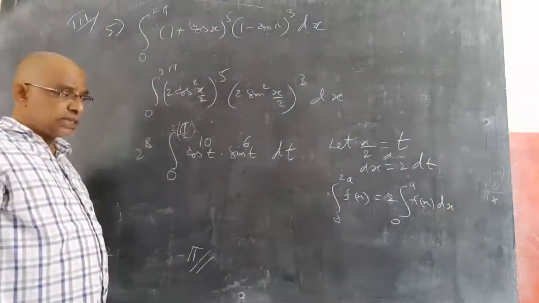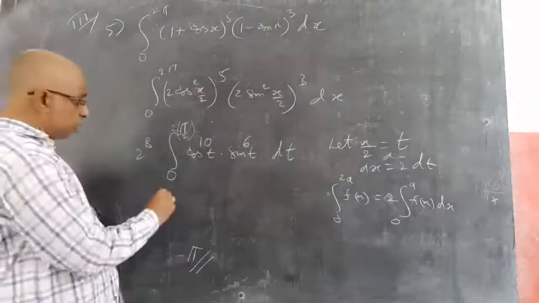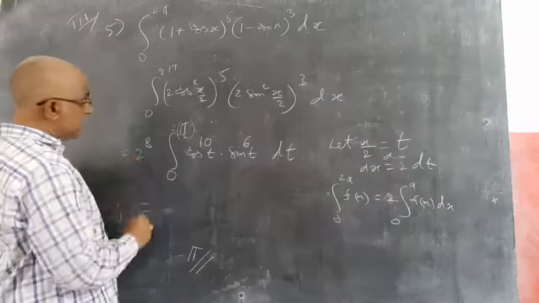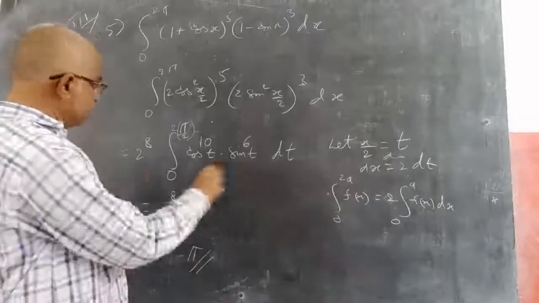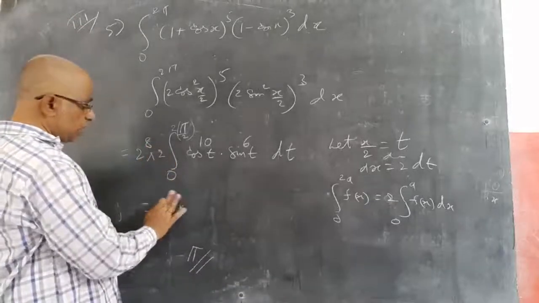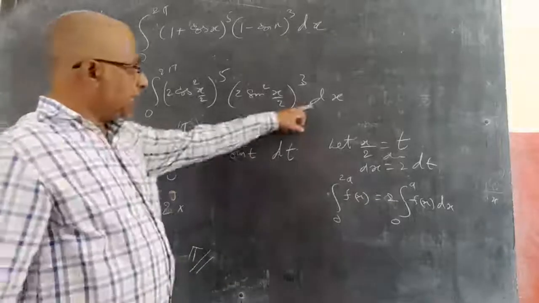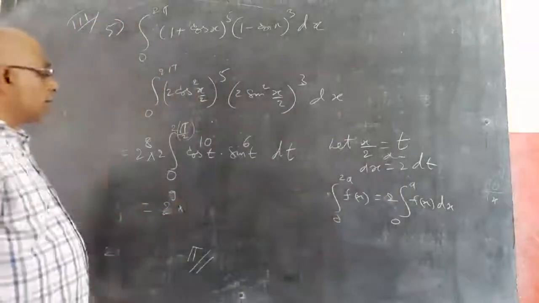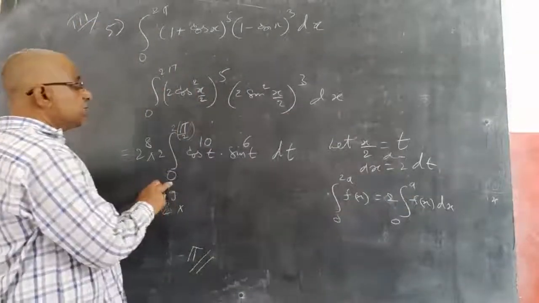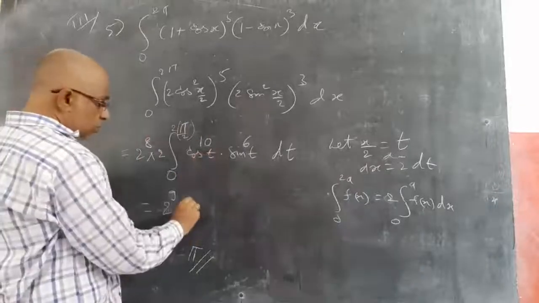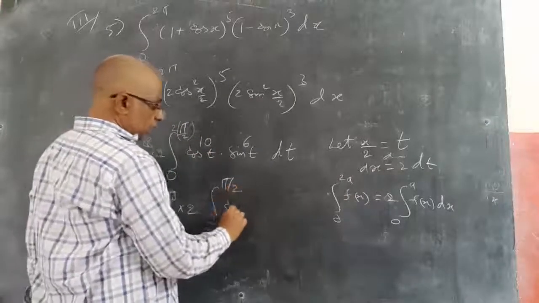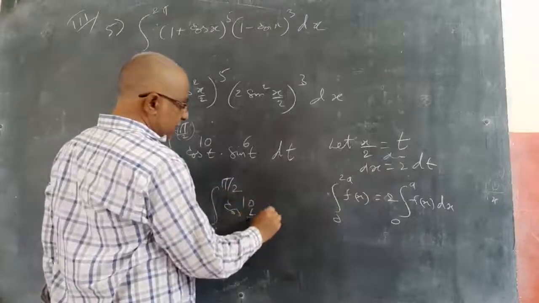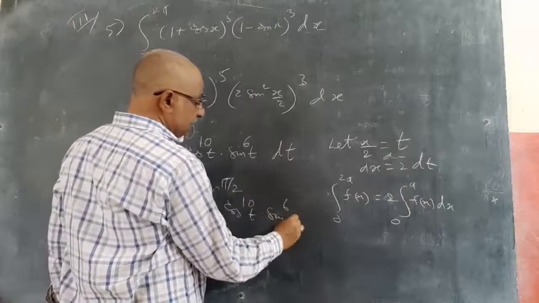f of 2a minus x equal to f of x. So using that concept, I can write here, this is 2 power 8 as it is, and dt means into 2, I forgot to write, that is 2 power 9 I can write. dx is 2 dt, so into 2. Now, coming to here, 0 to 2a, so I can write 2 into 0 to a, that is pi by 2, into cos power 10t, into sin power 6t dt.